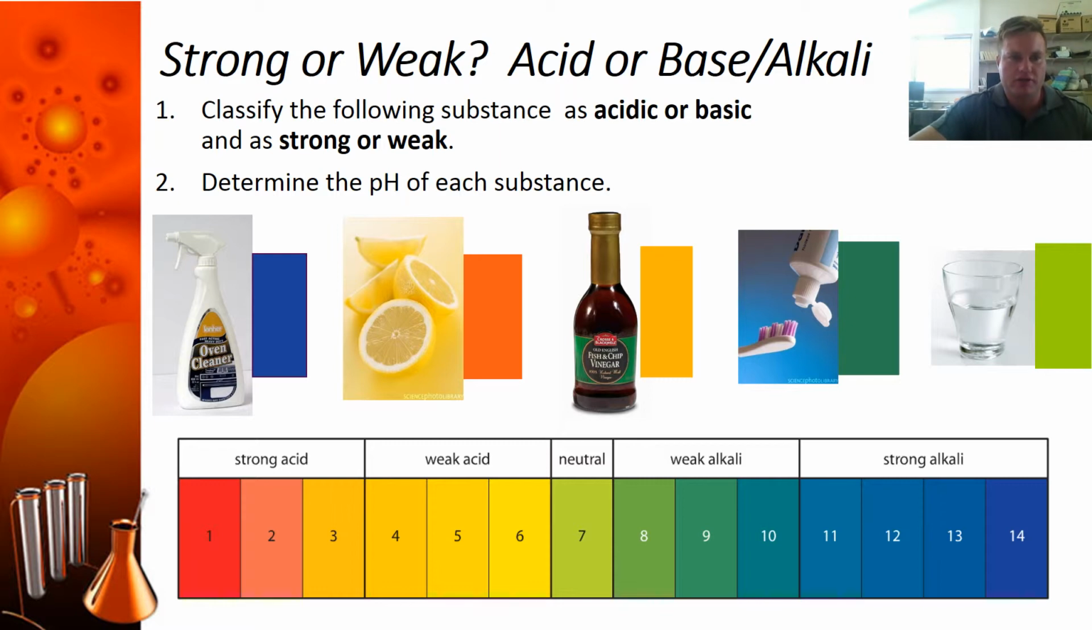On your worksheet, you need to determine whether the following are an acid or a base, and then whether they're strong or weak, and then the pH using the chart at the bottom. The first one is oven cleaner, the second lemon juice, the third vinegar, the fourth toothpaste, and the fifth is water. So with water you won't be able to identify whether it's strong or weak, but you'll be able to tell where it is on the pH chart.